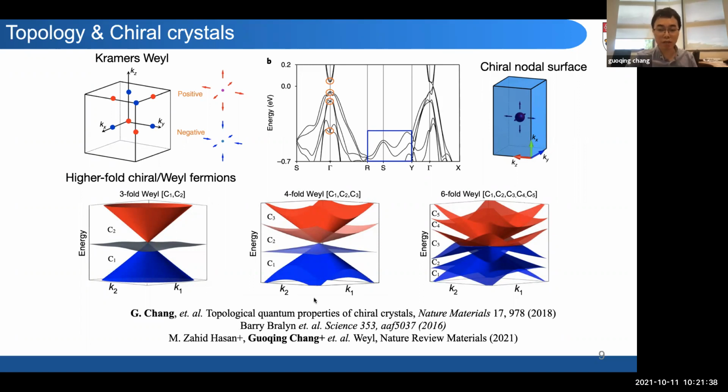So with this cartoon presented here, we found that all the point-like or nodal-like degeneracies in the chiral space groups are all topological chiral fermions. So as a result, in conclusion, we found a universal link between the real space chirality and momentum space chirality.